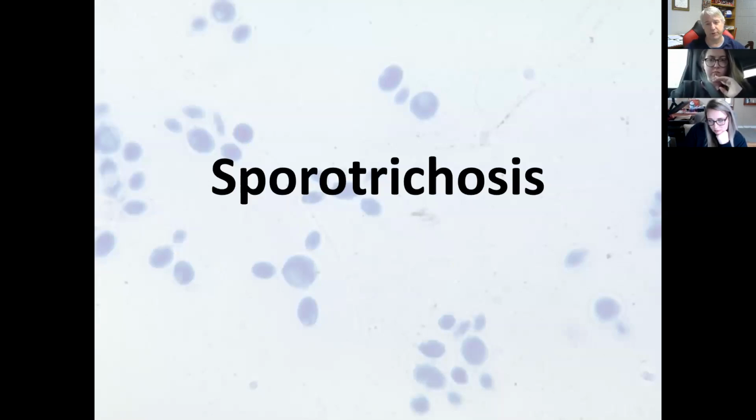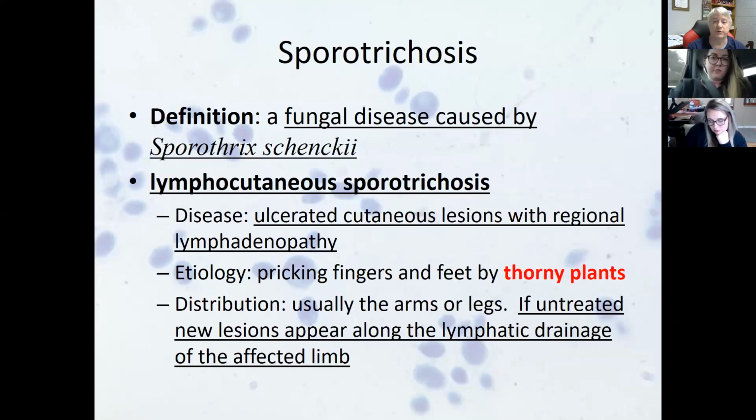So that brings us to sporotrichosis. These are fungal diseases caused by Sporothrix schenckii. Lymphocutaneous sporotrichosis. So these are ulcerative cutaneous lesions that end up in the lymphatic system, the lymphadenopathies. So they've migrated deeper. So here you see the thorny plant.